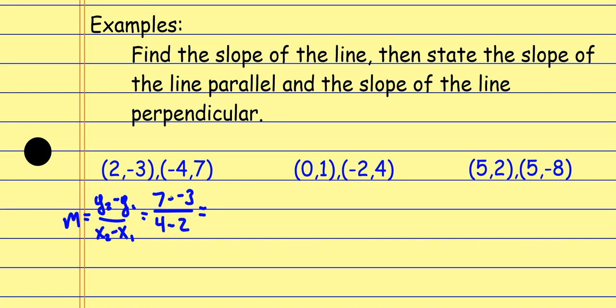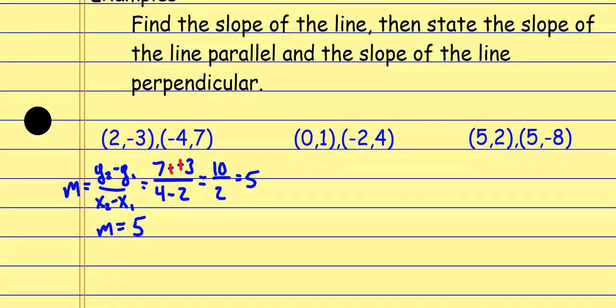And remember, subtraction is the same as adding the opposite. So that's going to give me a 10 over 4 minus 2, which is a 2. When I divide those, I get a 5. So the slope of this line, I'm going to write it again, the slope is 5.